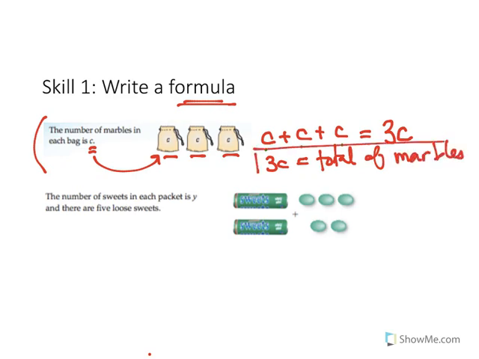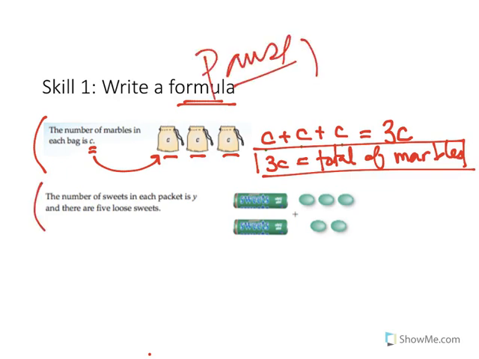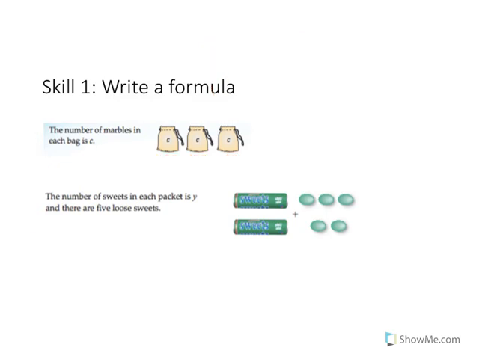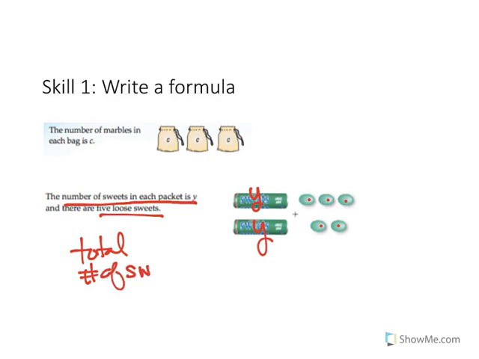So following this idea, can you write the formula for the next one? Pause. In this problem, we have the number of sweets in each packet is Y. So this is Y and this is Y. And there are 5 loose sweets. So we actually have a concrete number here. We have 5 loose sweets. Now we need to write a formula to express the total number of sweets, which in this case is 5, because we know there's 5 of them for sure, plus Y plus Y.